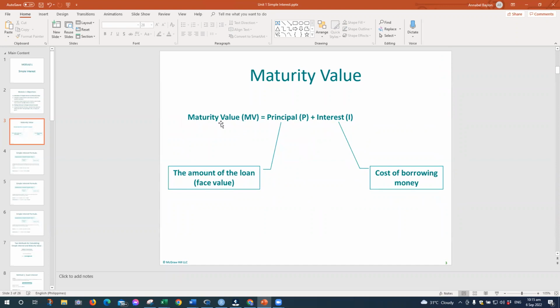To compute for the maturity value, you have to know the principal plus the interest. Theoretically, when we talk of the principal, it depends. It can be the amount of the loan, if you're borrowing money, or it can be investing money. The difference is that when we loan, the principal will be a cash inflow, which means that we're borrowing money, so money is going to us. We're receiving the money, and then plus the interest.